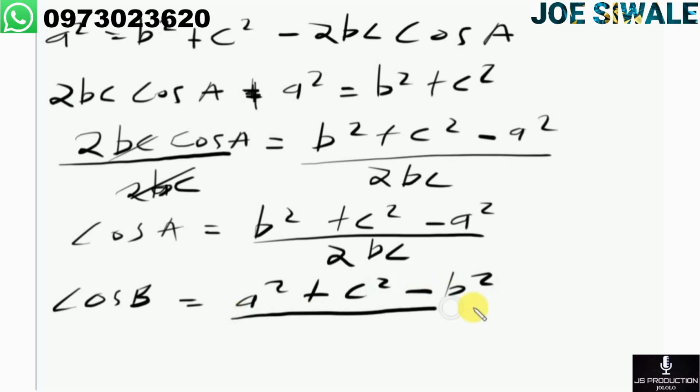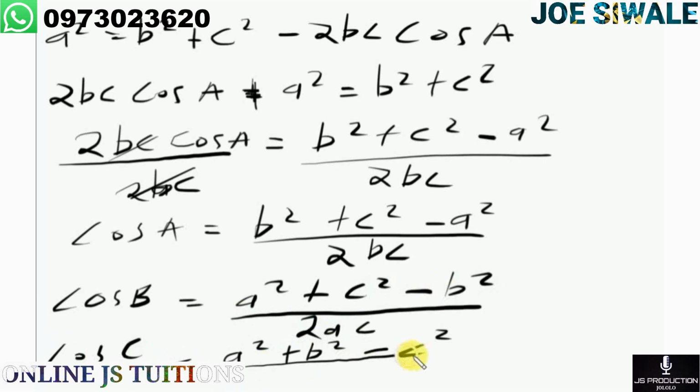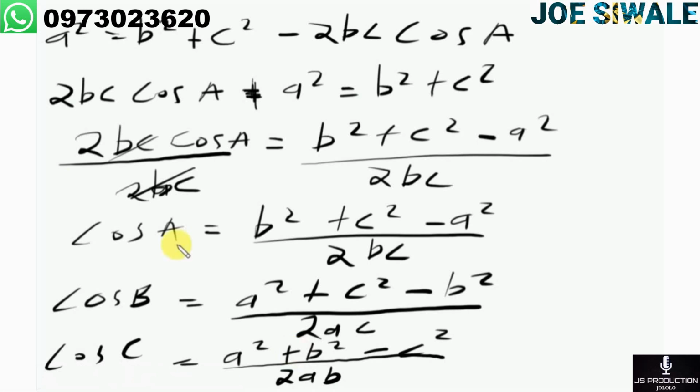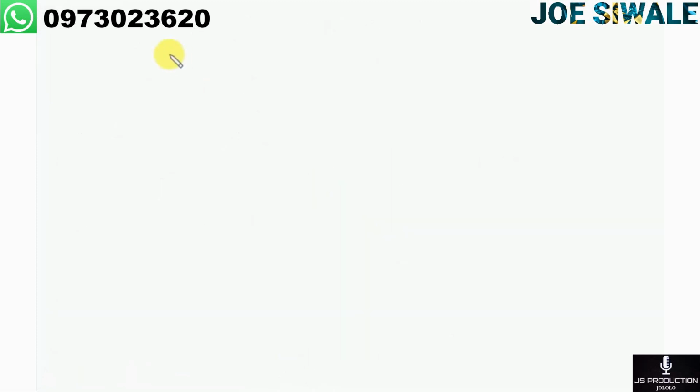What about if you are calculating the angle at B? So that's going to be cos B is equal to a squared plus c squared minus b squared over 2ac. What about if we are calculating the angle at point C? So that's going to be cos C is equal to a squared plus b squared minus c squared over 2ab. And the next thing that we're going to look at is an example that we can find using these formulas.